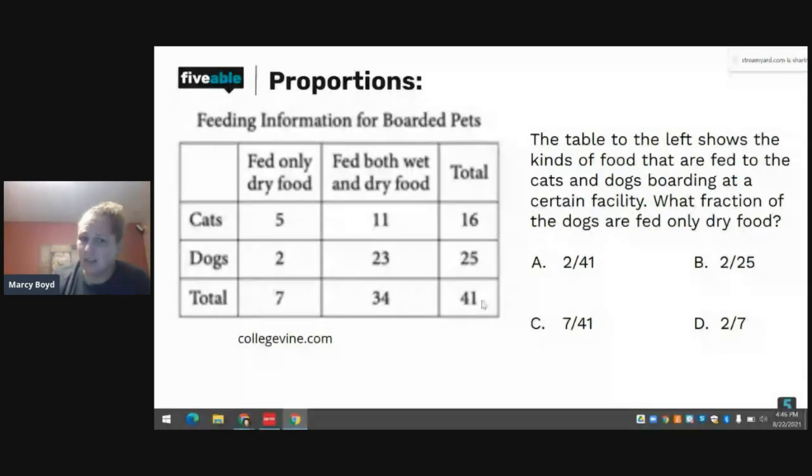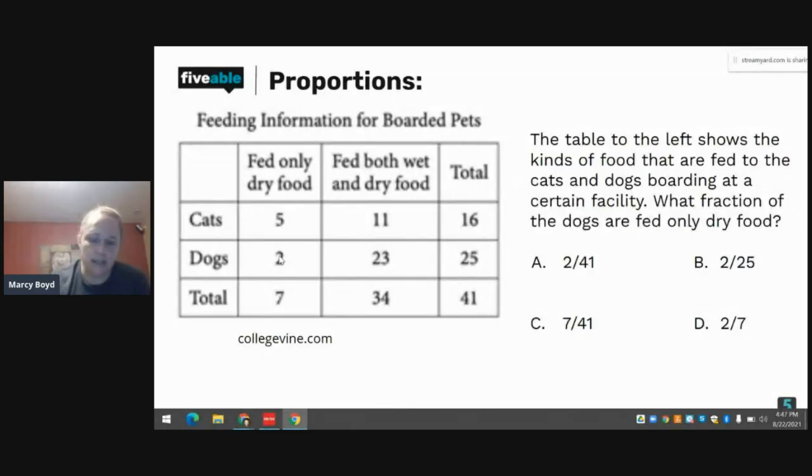So all these choices could easily be rationalized in your brain. So 2 out of 41, the majority of us looking at this are saying dogs that only eat dry food, because it's right there, dogs only dry food. Their intersection, if you will, is 2. So I'm going to eliminate C, and I'm going to say my answer is either A, B, or D, because it's 2 over something.